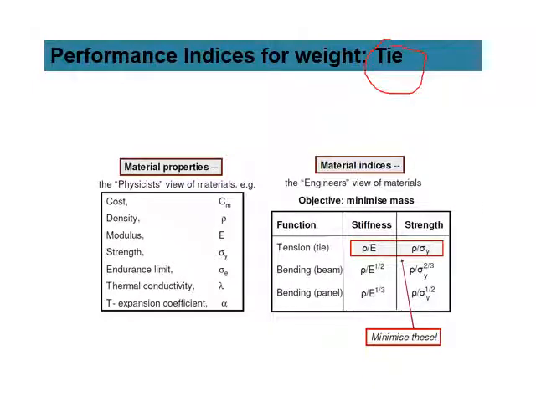Okay, over here you have the material properties such as cost, density, modulus, strength, endurance limit, thermal conductivity, thermal expansion coefficient. And then over here, okay, you need to refer either you want to use tension tie, bending beam, or bending panel. Okay.